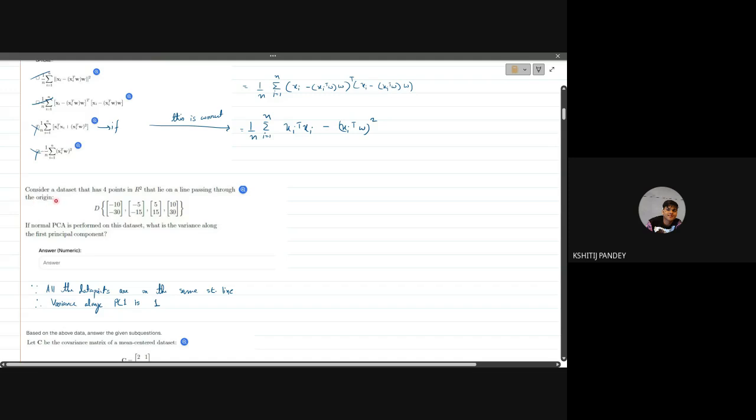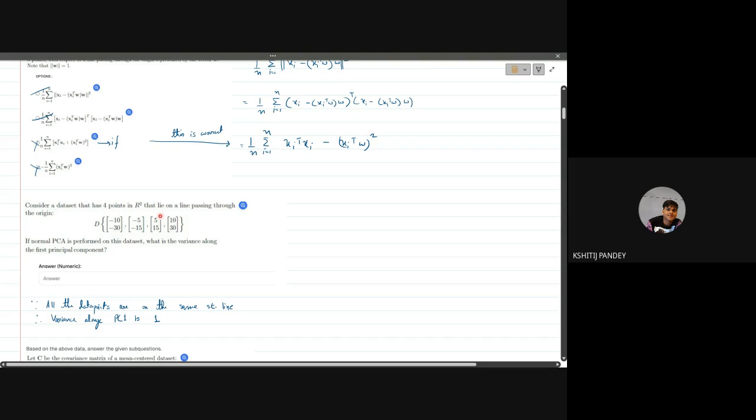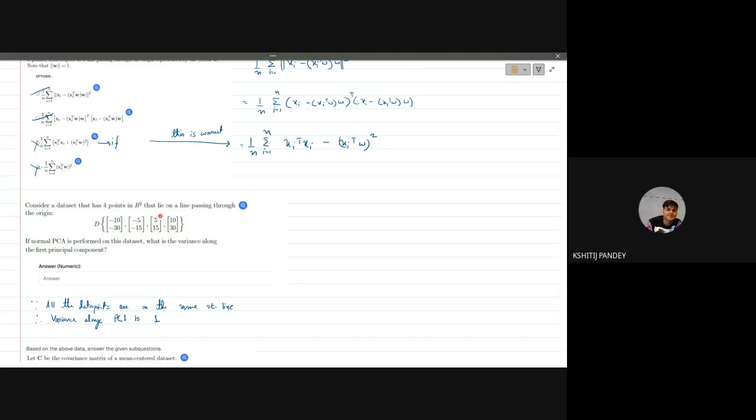In the next question, we are given data set D, and here we have to find, using the normal PCA, the variance along the first principal component. The good thing about this data set is that all the vectors lie on a straight line passing through the origin. So PC1 will be the line itself, and it will capture the entire variance of the data set, right? Correct?